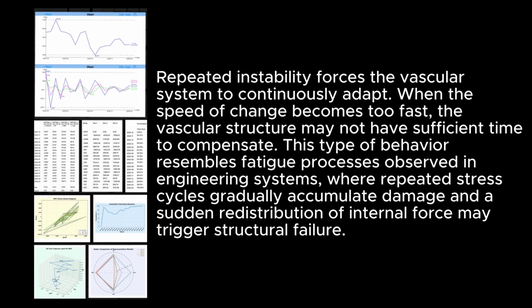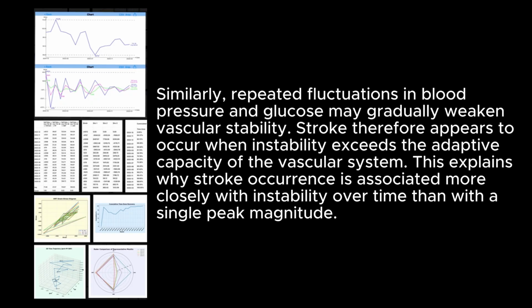When the speed of change becomes too fast, the vascular structure may not have sufficient time to compensate. This type of behavior resembles fatigue processes observed in engineering systems, where repeated stress cycles gradually accumulate damage, and a sudden redistribution of internal force may trigger structural failure. Similarly, repeated fluctuations in blood pressure and glucose may gradually weaken vascular stability. Stroke therefore appears to occur when instability exceeds the adaptive capacity of the vascular system. This explains why stroke occurrence is associated more closely with instability over time than with a single peak magnitude.